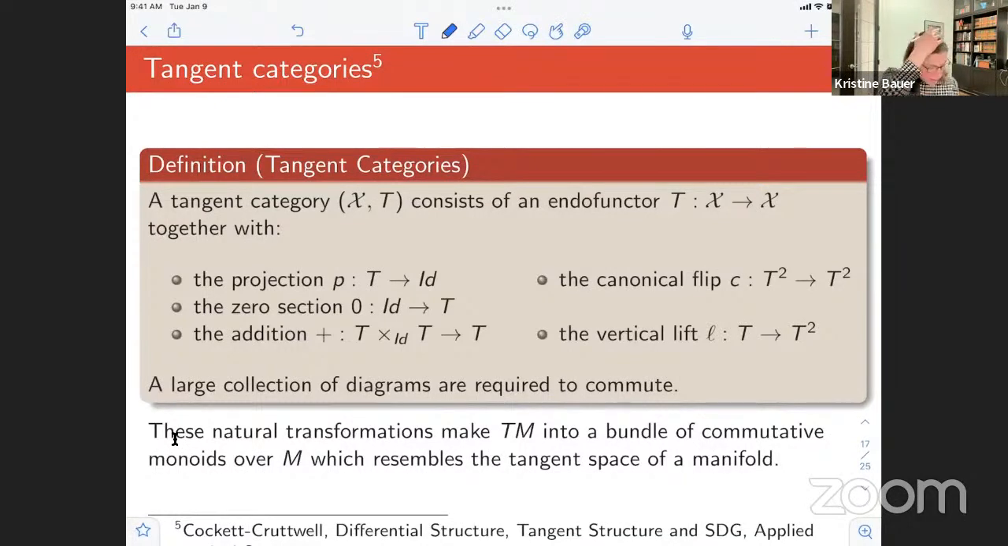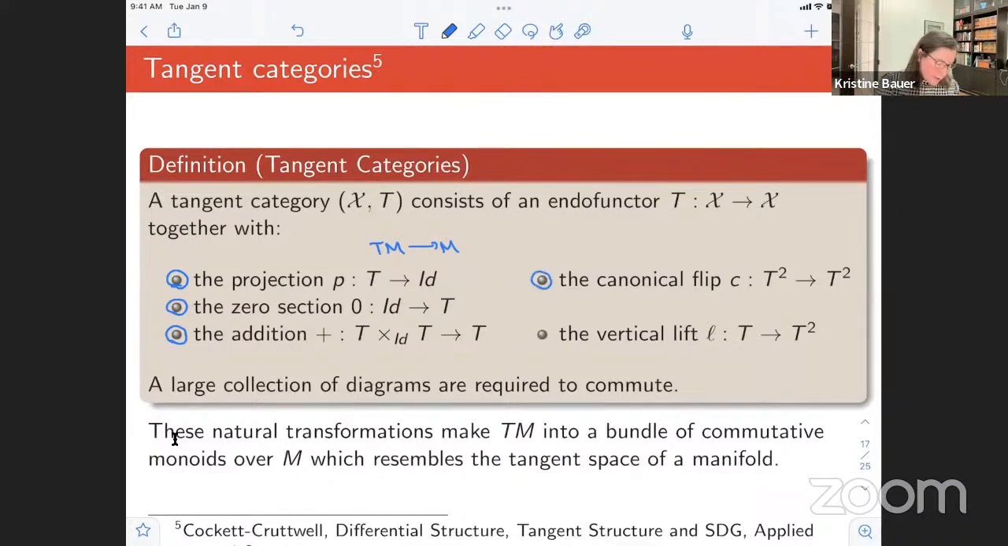And so what should that come with? Well, it should come with some kind of projection. For each one of these, I've written it as a natural transformation, but we should be thinking of this evaluated at an object of the category, maybe called M to make its resemblance to a manifold really clear. And when evaluated at an object of the category, this projection is just the projection of the tangent bundle back to the base manifold. It also has to have a zero section. The fibers of the tangent space should act like commutative monoids.